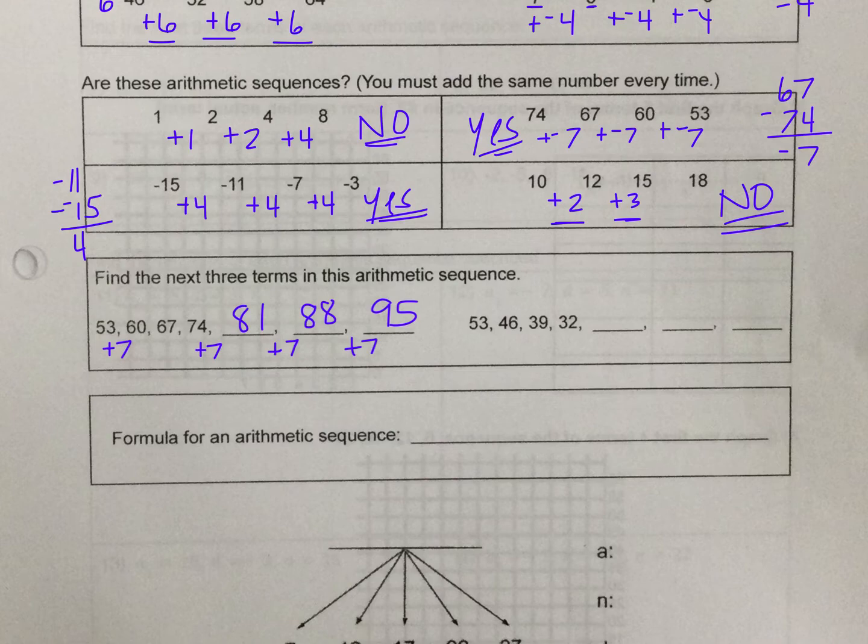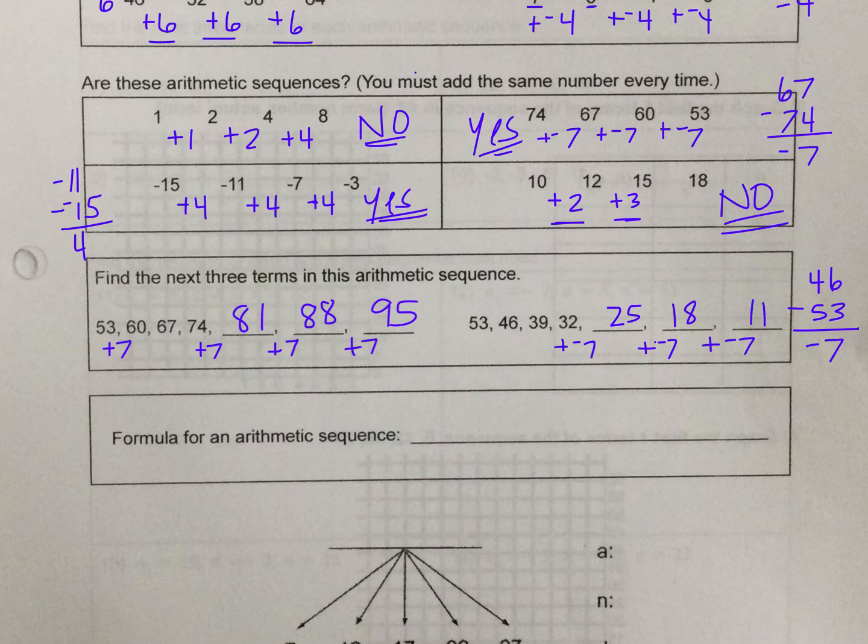Let's see. Let's take term 2, 46 minus 53. When I do that, that gives me a negative 7. So 32 plus negative 7, that's a 25. 25 plus negative 7, 18. 18 plus negative 7 is 11.